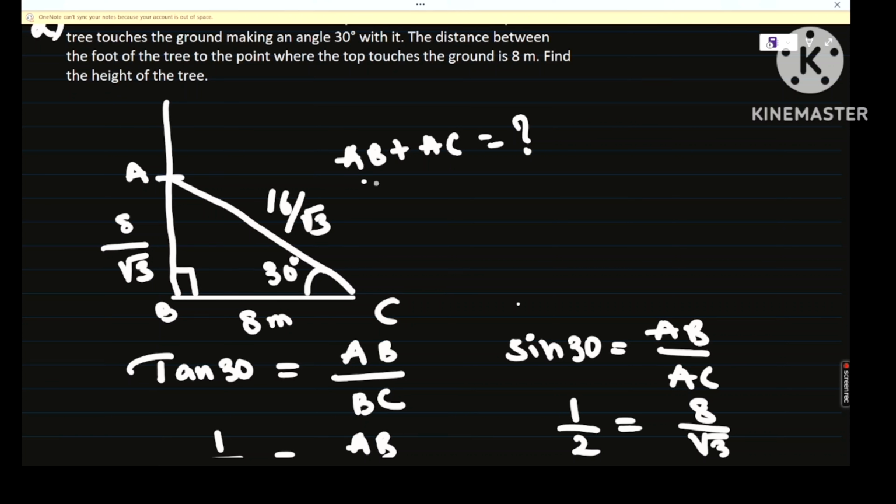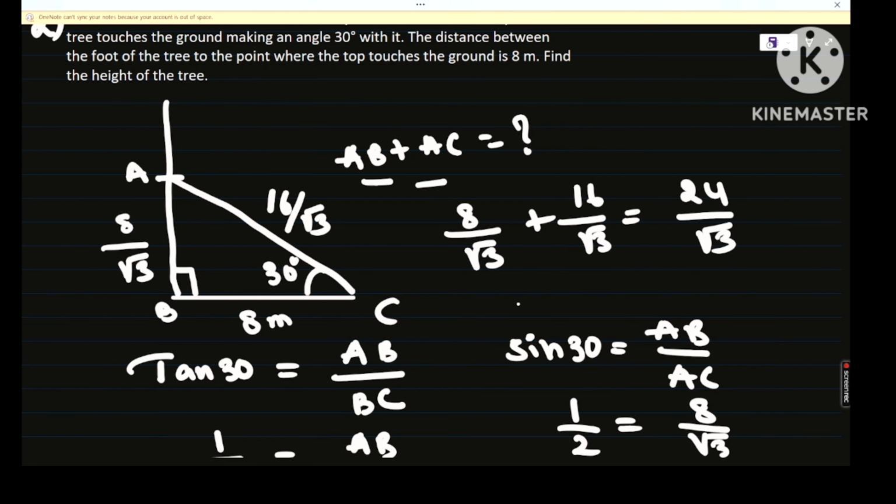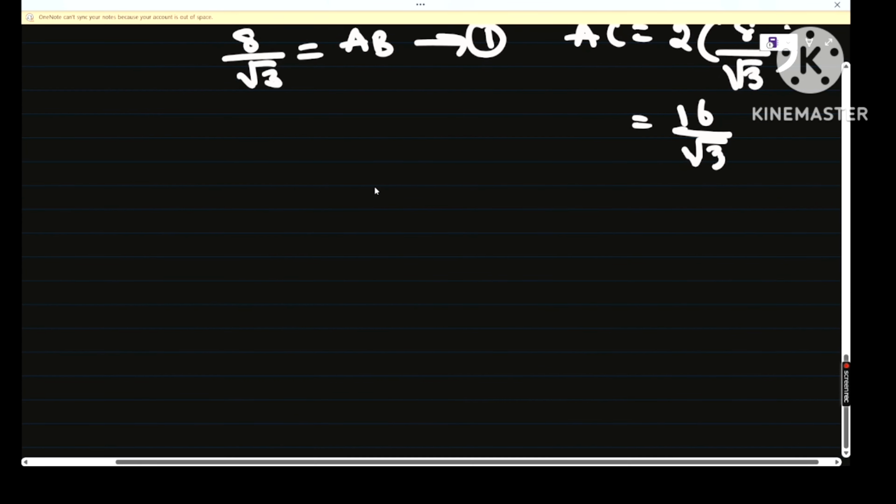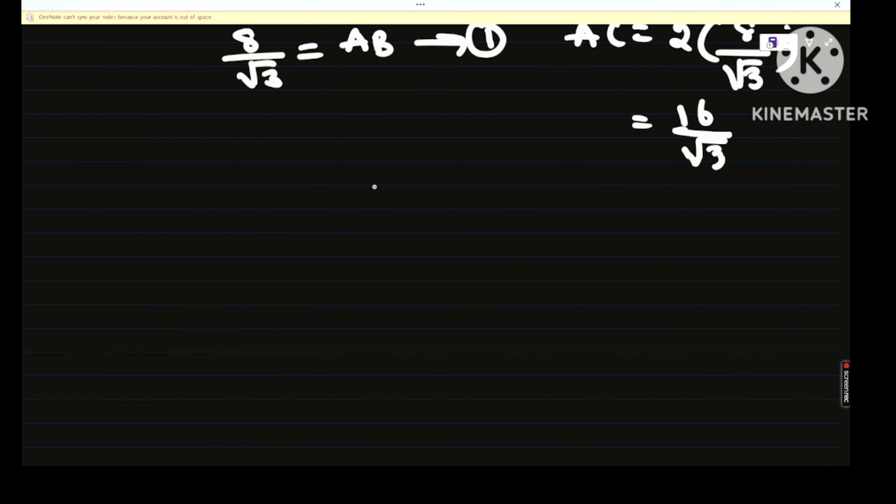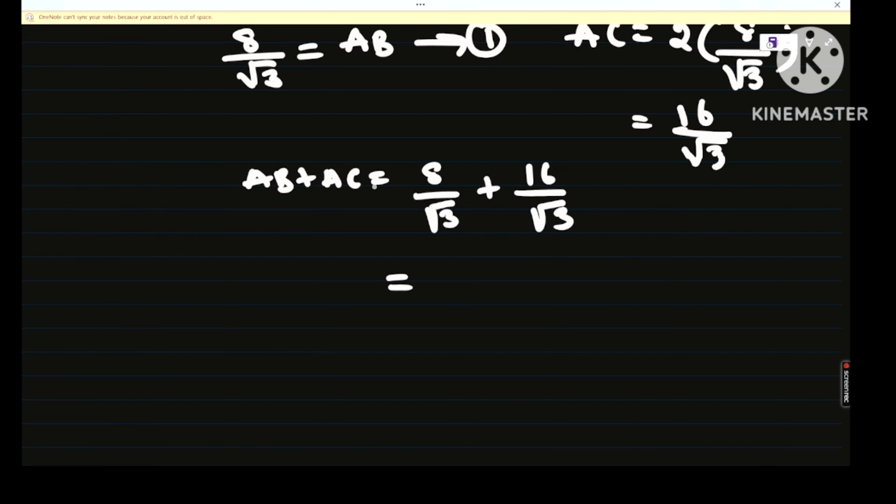Now what is the height of the tree? AB plus AC. So what is AB? AB is 8 by root 3 plus AC is 16 by root 3. Since the denominator is the same, you can add the numerators. So 8 plus 16 is 24 divided by root 3.